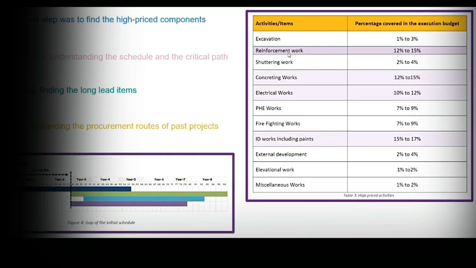As a cost consultant, my first approach was to find out high-priced components. I found reinforcement work, concreting work, electrical work, and IT works in this list. My second approach was to find out the schedule and the critical path. The third approach was to find the long lead items, the items which need more procurement time. And the fourth approach was understanding the procurement routes of the past projects.